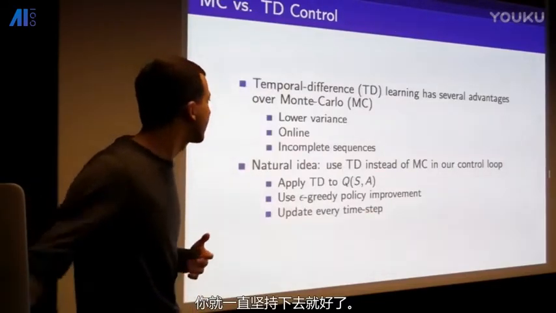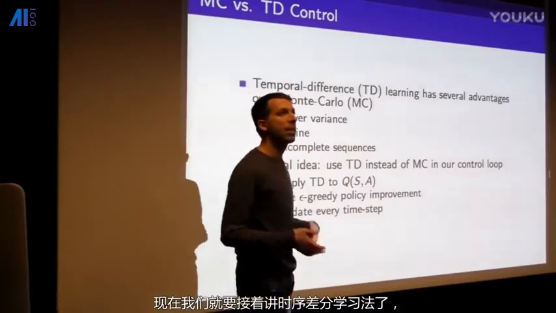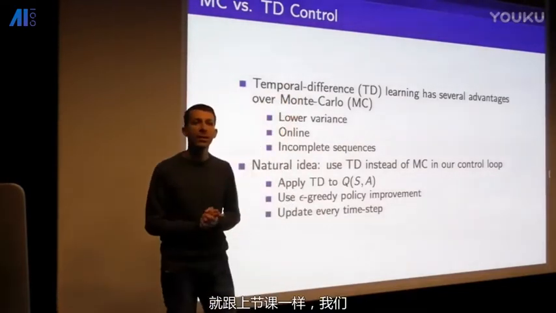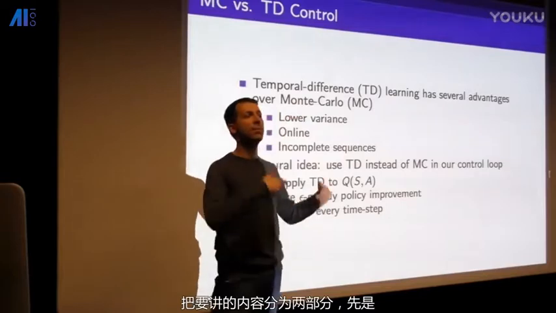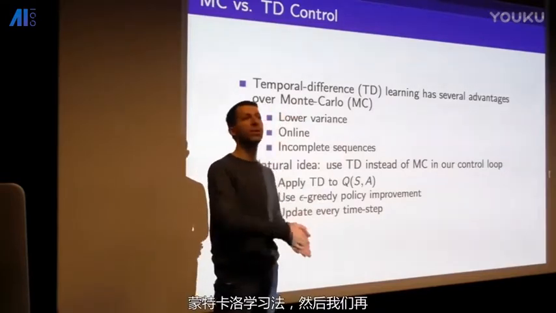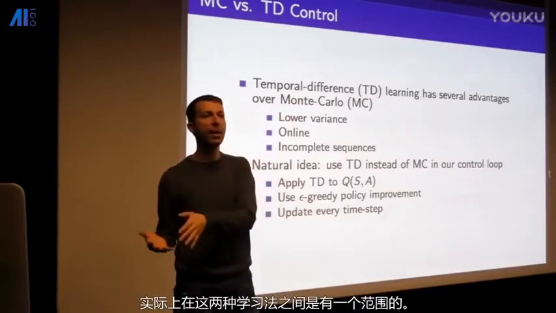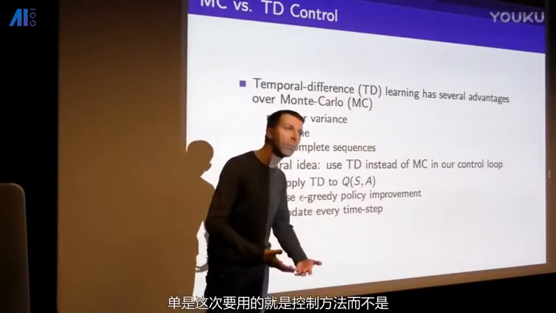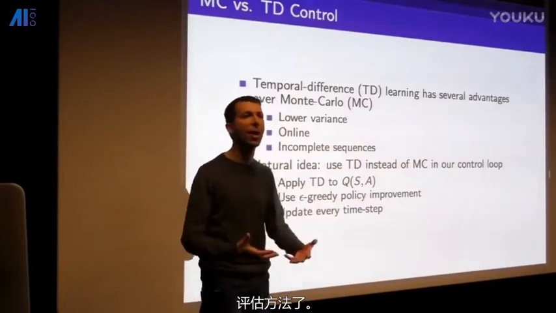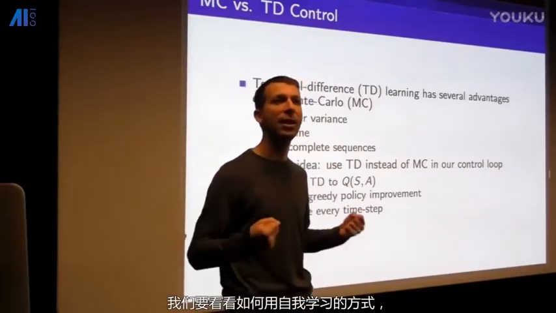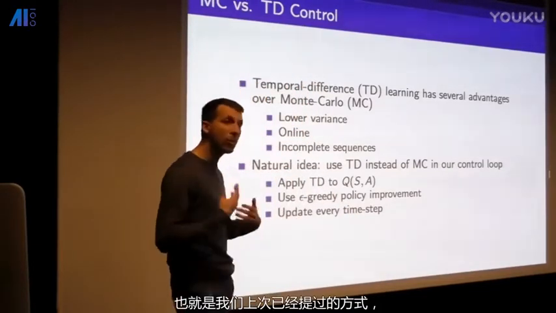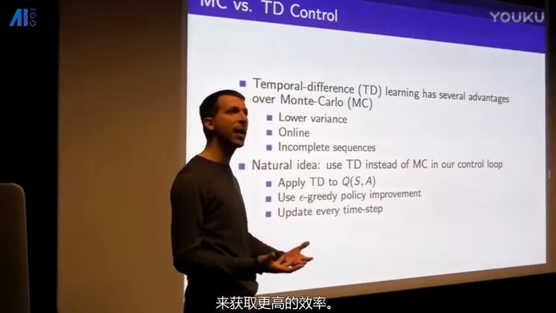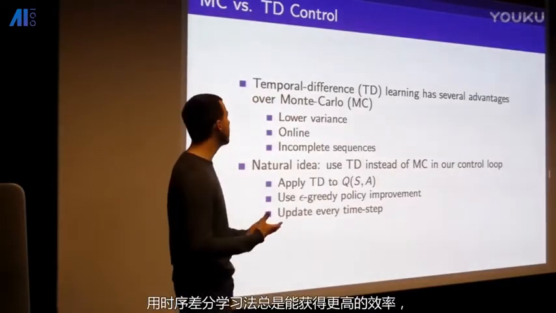So we're now going to move on to temporal difference learning methods. Just like the last lecture, where we split things between Monte Carlo learning, and then moved on to TD learning, and then saw that there was a spectrum in between these two things, we're going to follow the same process now, but with control methods rather than evaluation methods. We're really going to try and understand how we can gain efficiency by bootstrapping, by using the same tricks that we saw last time.